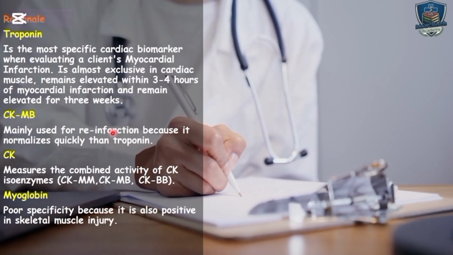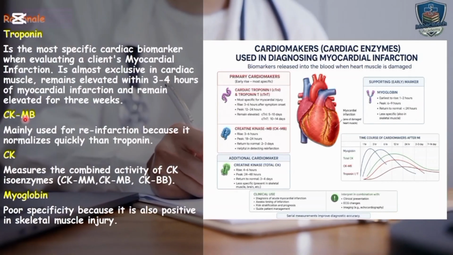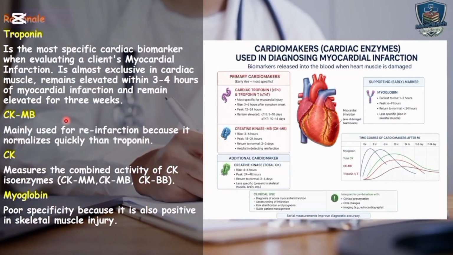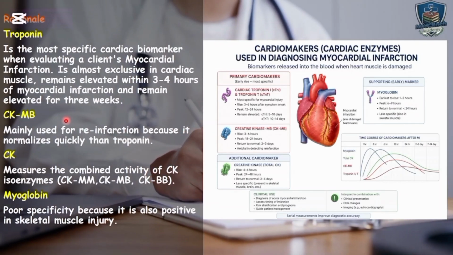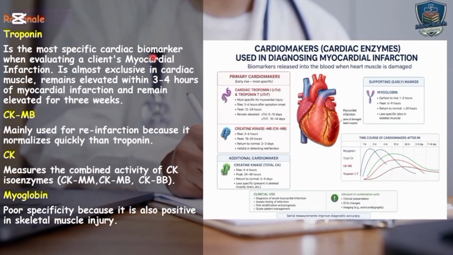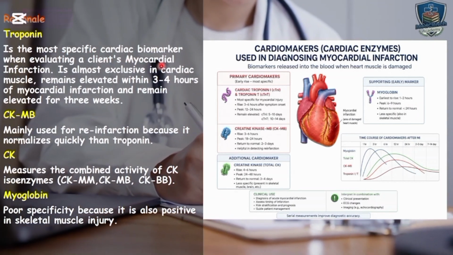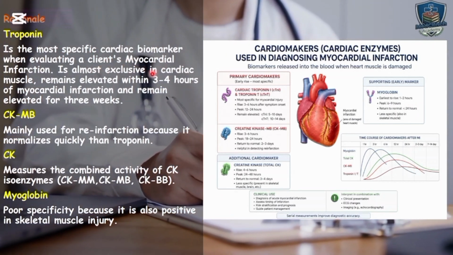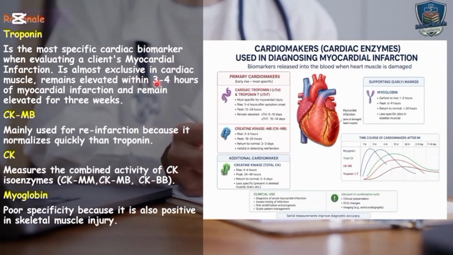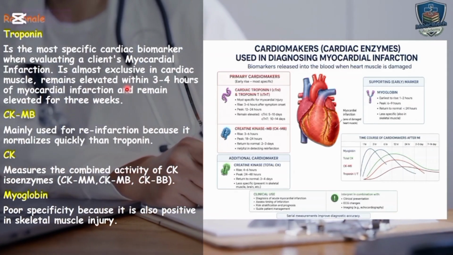So let's have an explanation. Now, as you can see on the screen, we have these four cardiac biomarkers that are produced when the myocardial cell gets injured. So for troponin, this one is the most specific cardiac biomarker when evaluating a client's myocardial infarction. So it is almost exclusive to cardiac muscle, rises within 3 to 4 hours of myocardial infarction, and remains elevated for 3 weeks.